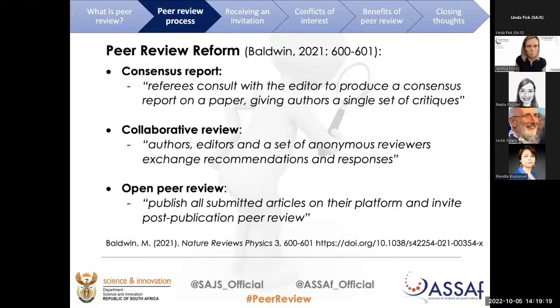So that's one model. Another is collaborative review, where you have the authors, the editors, and the reviewers all exchanging recommendations and responses. So they're almost collaborating towards this peer review process. And then we have an open peer review model where the journal publishing house will publish the manuscript online, and the reviews are then done post-publication and also published online. So everything is quite transparent and publicly available. So these are some of the new ways of peer review that we are seeing emerging amongst some publishers.